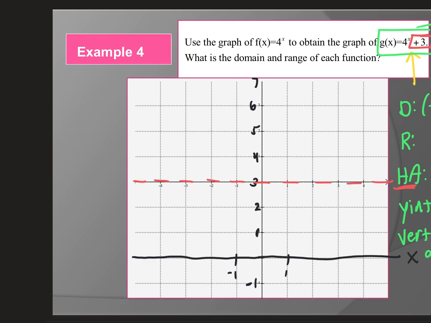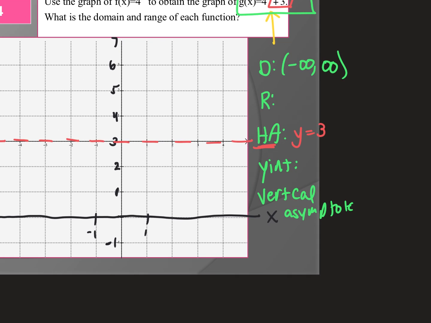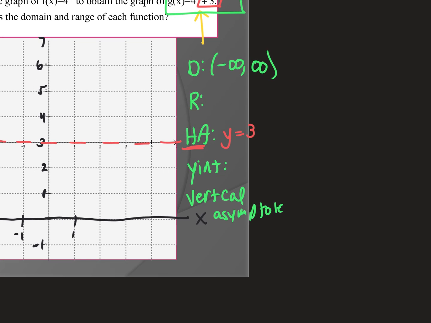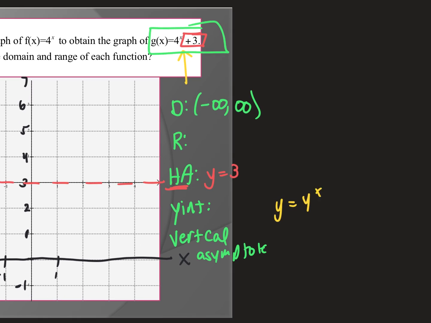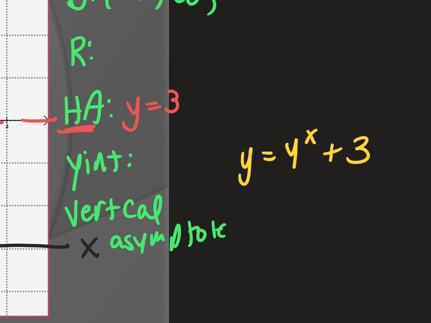So that means my smooth curve is going to get real close to that line but not touch it. So now we have to figure out if it's going to be above that red line or below the red line. Well, let's figure out where this graph crosses the y-axis. How would we figure that out? I have y equals 4 to the x power plus 3. Very good, Coy. How do you figure out the y-intercept? You plug in 0 for what?